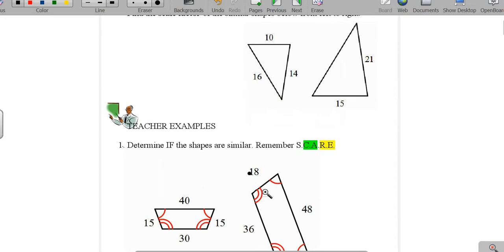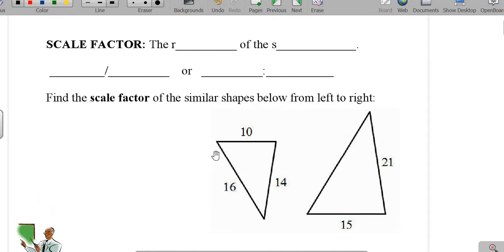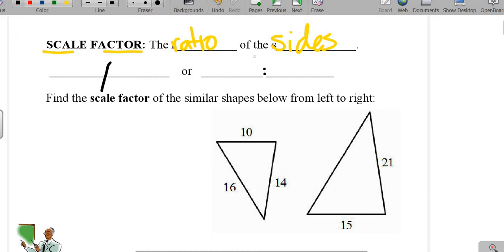When we're dealing with similar shapes, once you establish similar shapes, you need to know the term called scale factor. Scale factor is the ratio of the sides simplified. The ratio of the sides simplified. And we use it as a fraction or a colon. For example, here's how I can establish. If I tell you that these shapes are similar, we're going to find the scale factor.